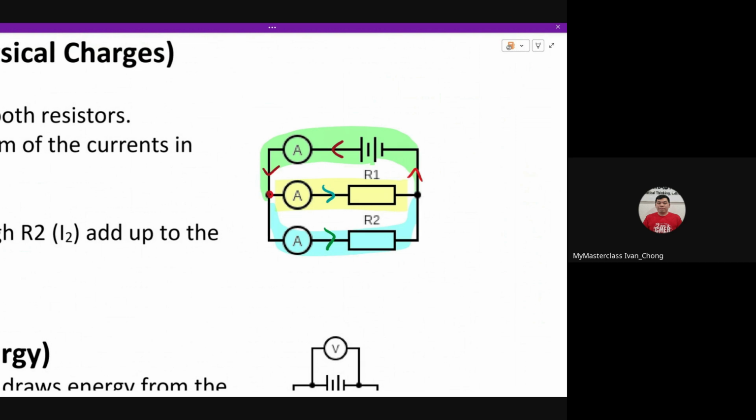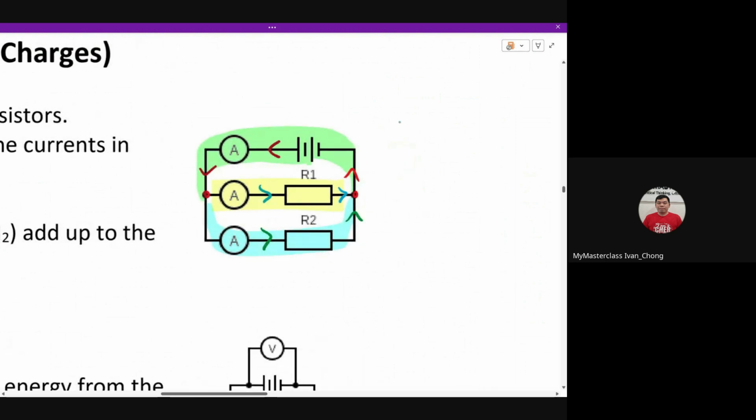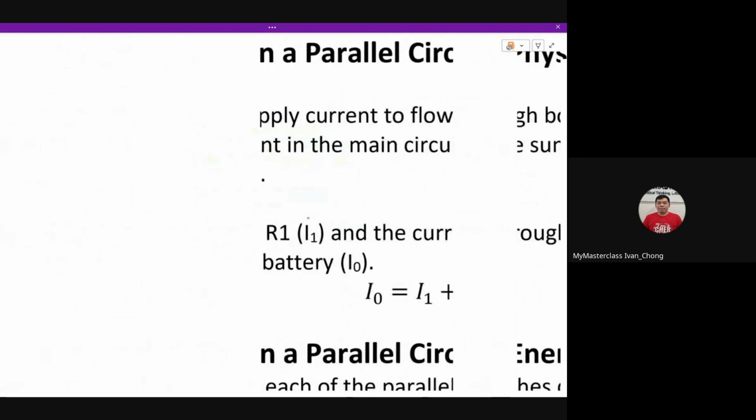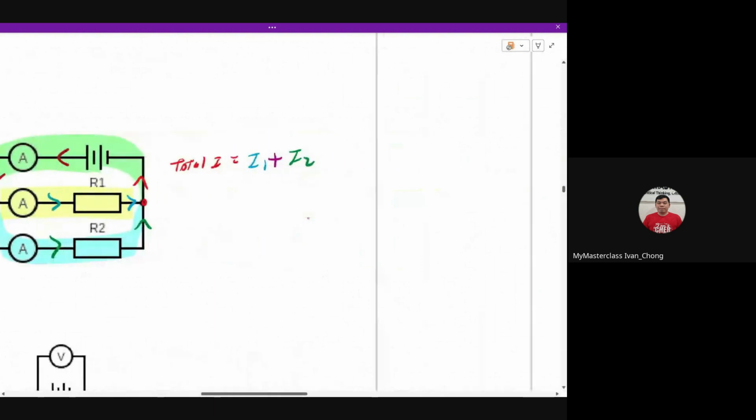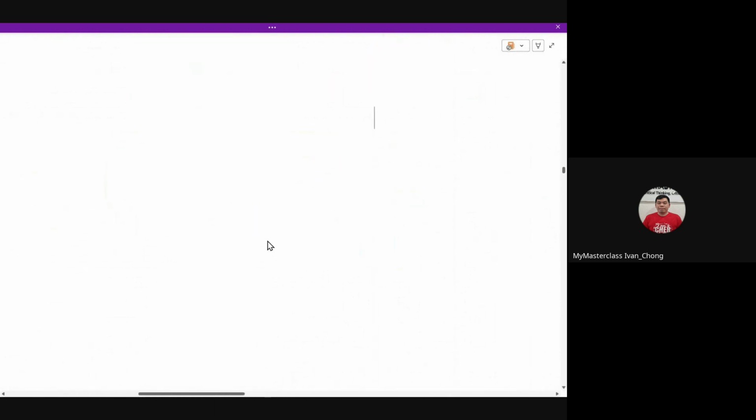So if you were to just focus on either of the dots, what goes in must come out. So you can just remember your rate. So your total I, the total current is going to be the sum of I1 and I2. It's going to be the sum. What goes in must come out, okay? So you can see that total I is I1 plus I2.